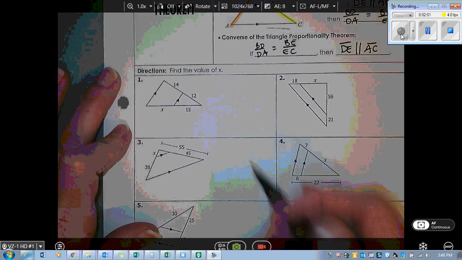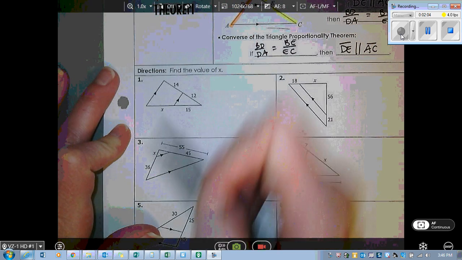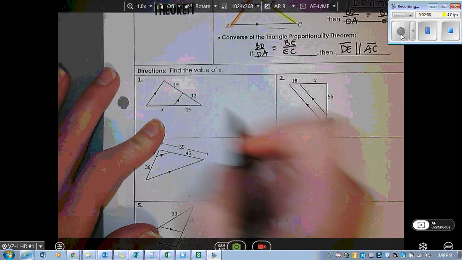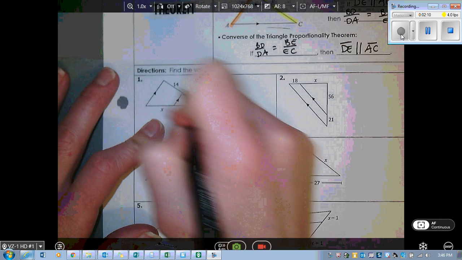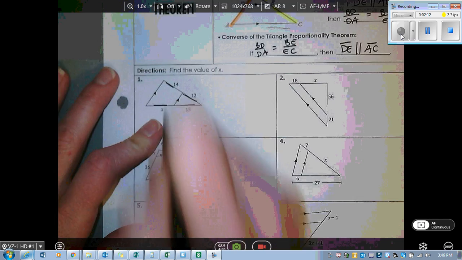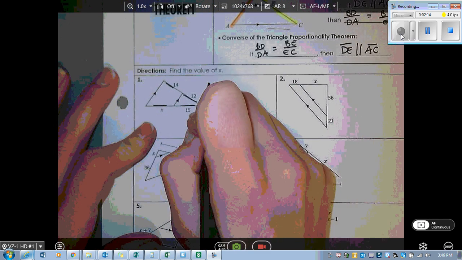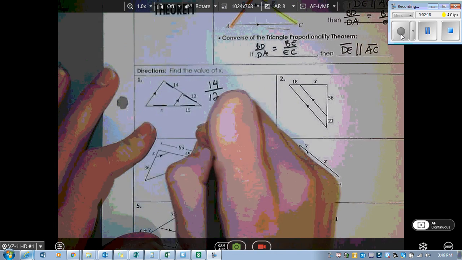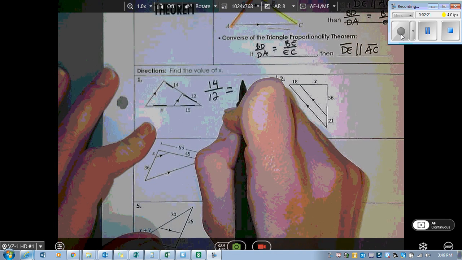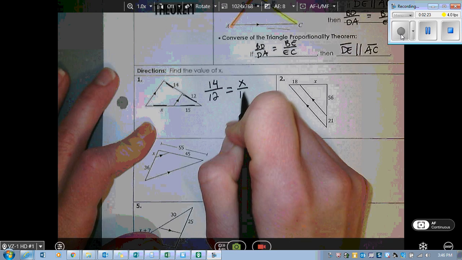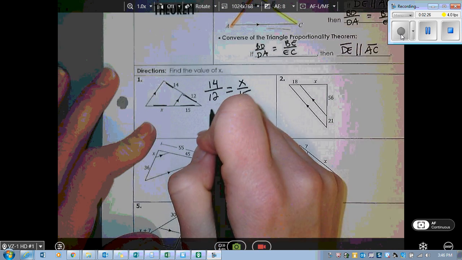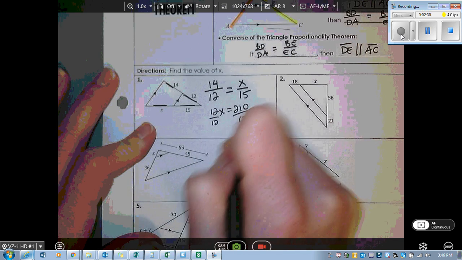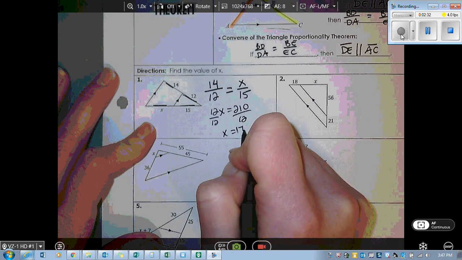So here I see that we have two parallel lines, so that tells me that this segment and this segment are proportional to this segment and this segment. So I know that, and it doesn't matter how you set it up, 14 to 12 is proportional to x to 15. So we know that 12x is equal to 210, divided by 12, so therefore x is 17.5.